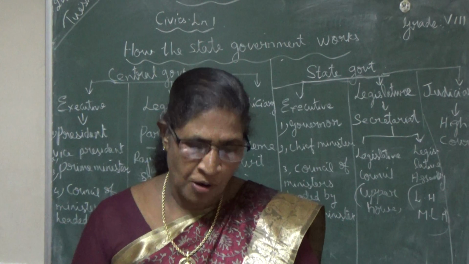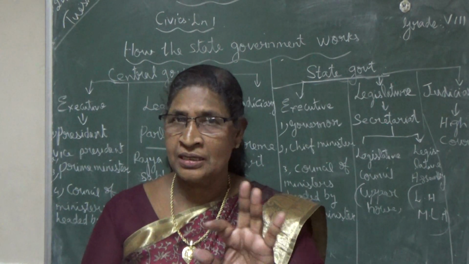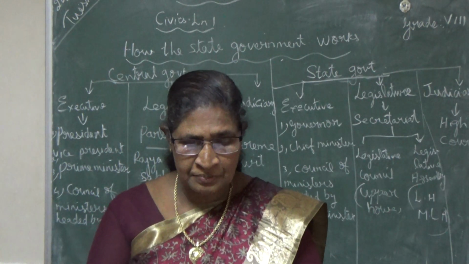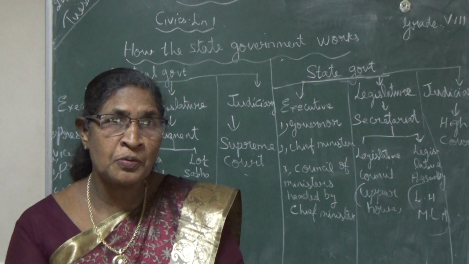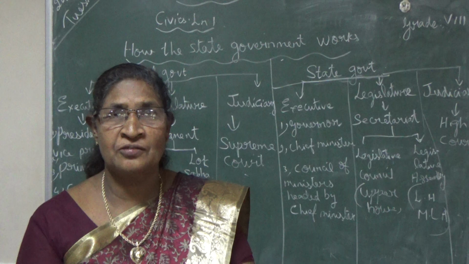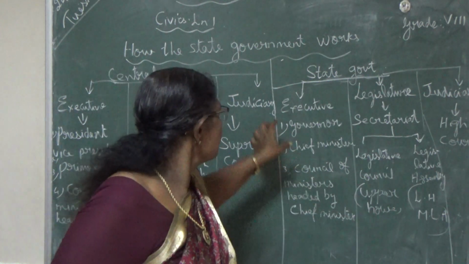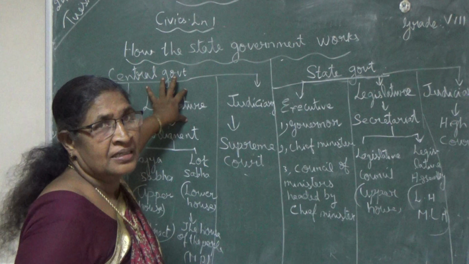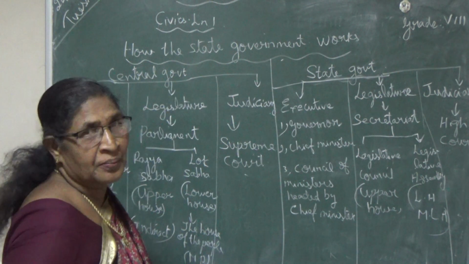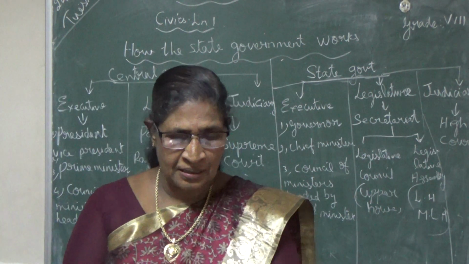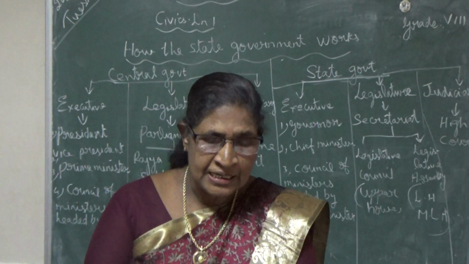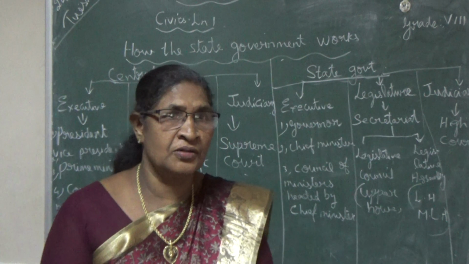So what is executive? Executive is a part of the government. I told you 3 parts of the government, isn't it? The executive is the part of the government responsible for putting laws into effect. What is the meaning of putting laws into effect? If the legislature passes any laws, the executive members have to make them active and put them into action. So the executive is responsible for putting the laws into effect.